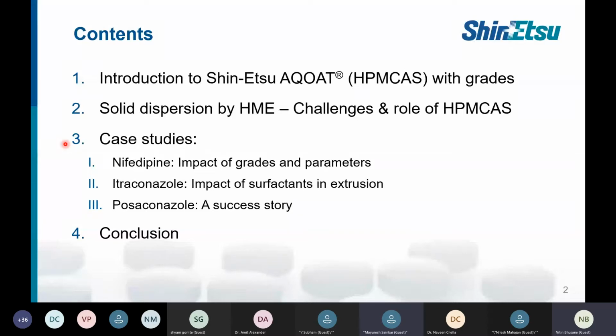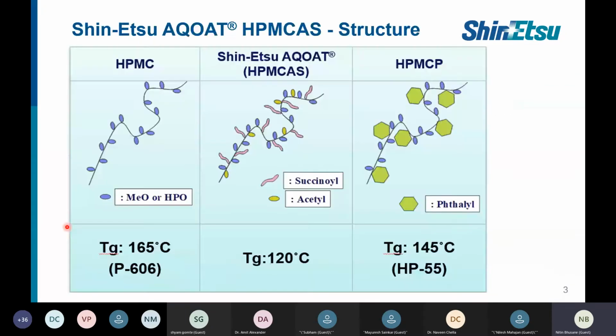Then the presentation becomes more effective if we add some case studies. That's why we have three case studies with three different drugs: nifedipine, itraconazole, and posaconazole. And finally, we will have the conclusion of this presentation as well as this session.